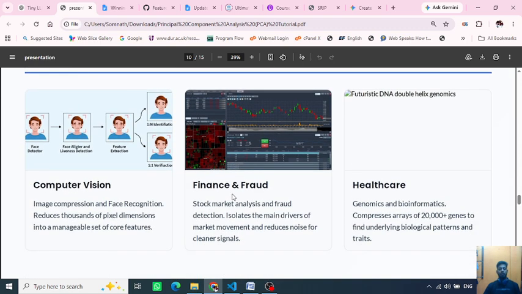Applications of PCA: in computer vision, image compression and face recognition, because here it reduces thousands of pixel dimensions into a manageable set of codes. In finance and fraud, stock market analysis and fraud detection, it finds the main drivers of market movement and reduces noise for a cleaner signal. In healthcare, genomics and bioinformatics, it handles complex arrays of 20k plus genes to find underlying biological patterns and traits.